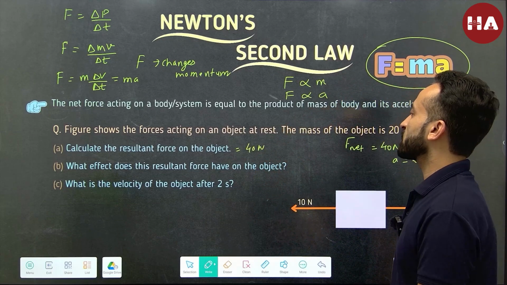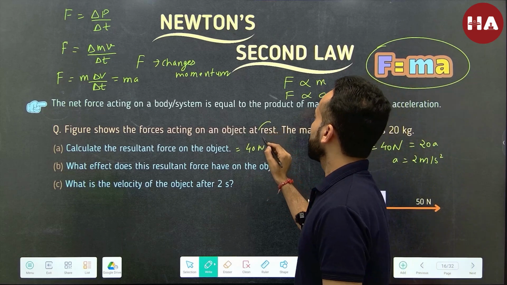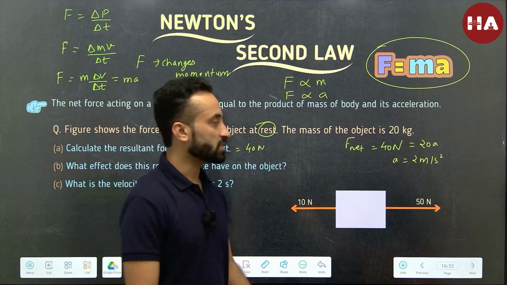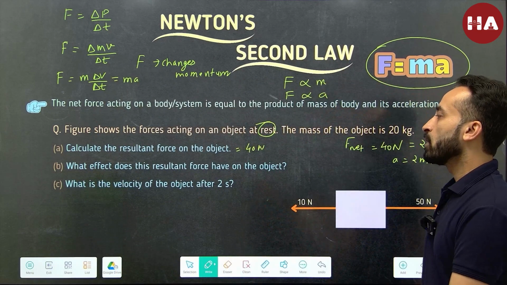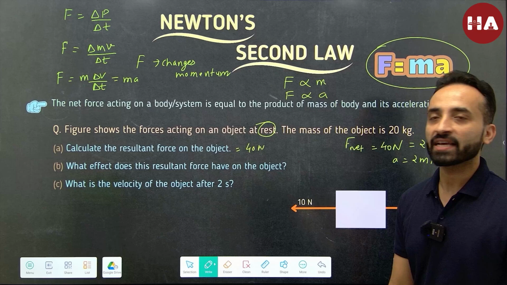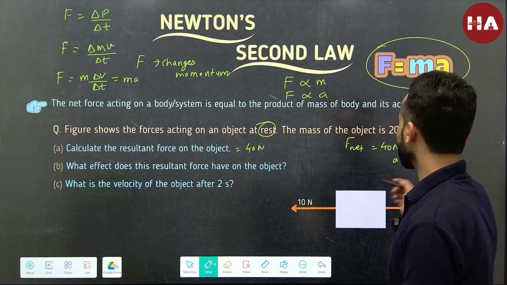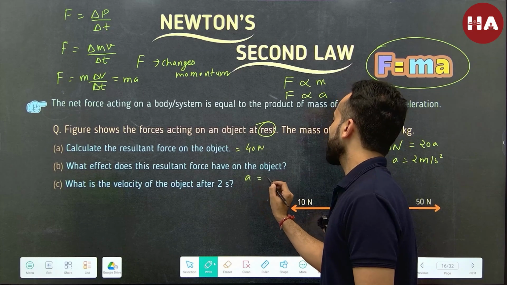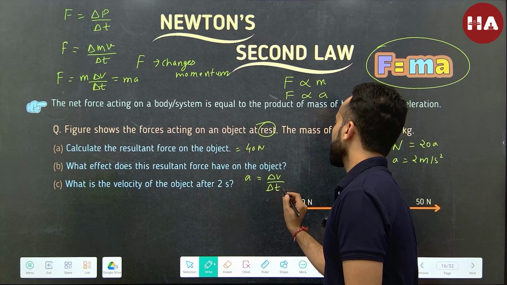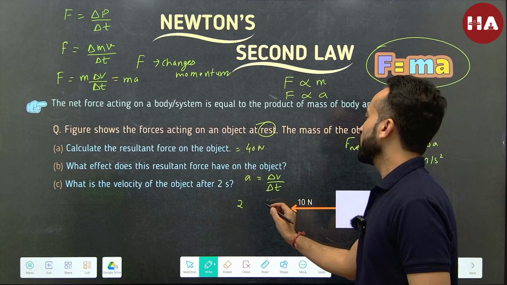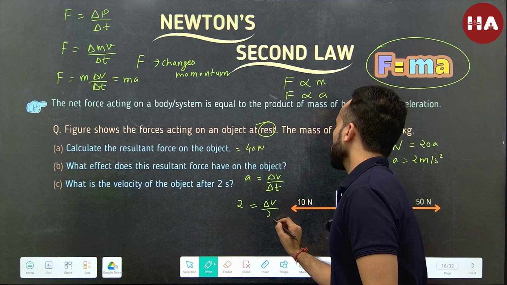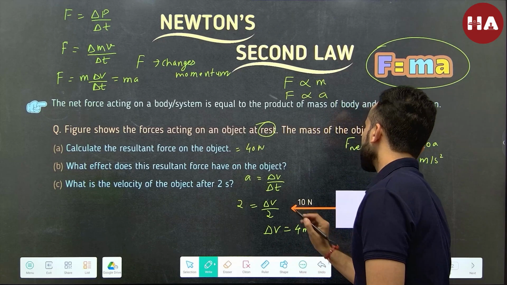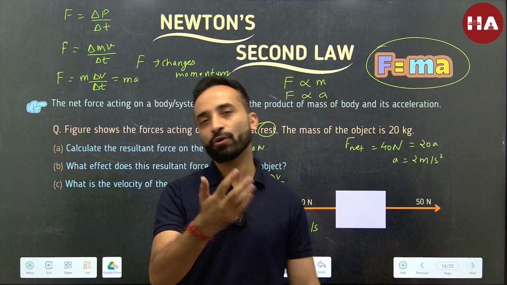What effect does this resultant force have on the object? Because it was at rest, applying this force will obviously cause this object to be in motion. What is the velocity of the object after 2 seconds? So let's do it. Since we know that the acceleration is 2 meter per second square, we can use a = Δv/Δt, where acceleration is 2, change in velocity is what we have to find out, and time is also 2. So the change in velocity becomes 4 meter per second. So it will acquire a velocity of 4 meter per second.